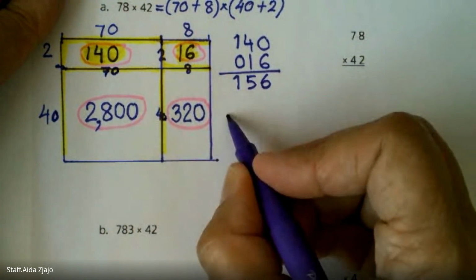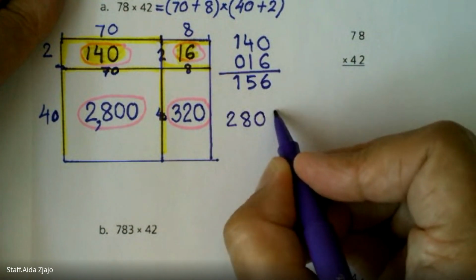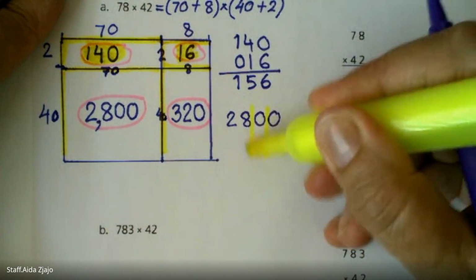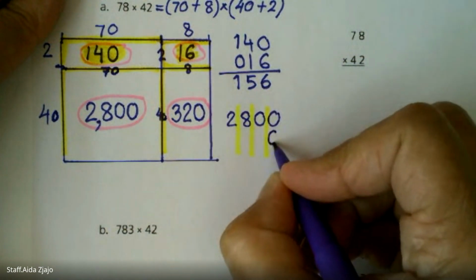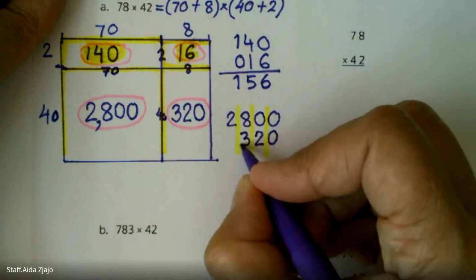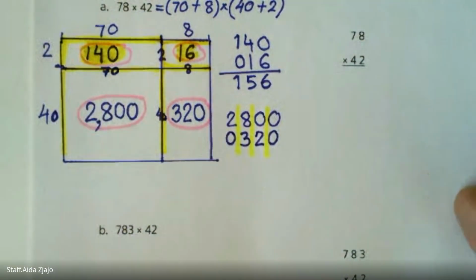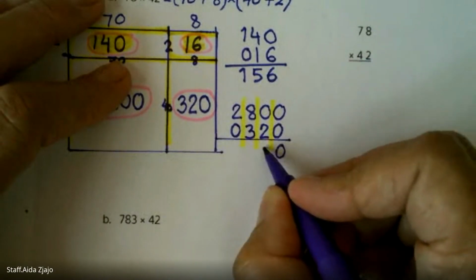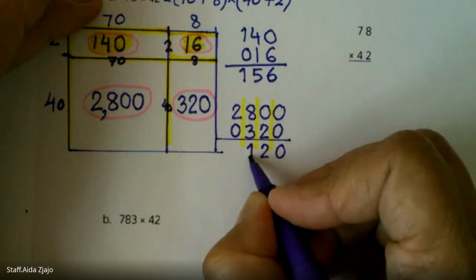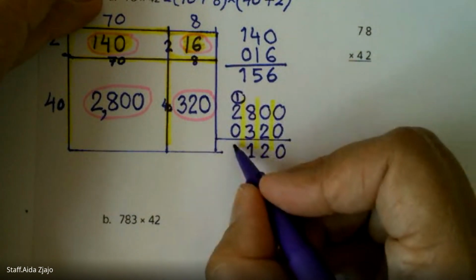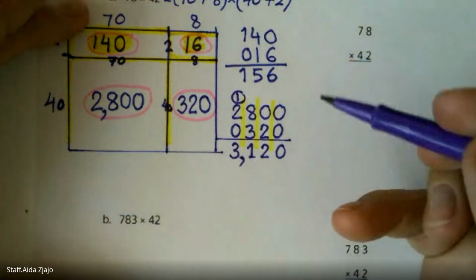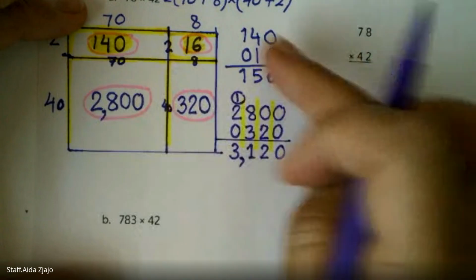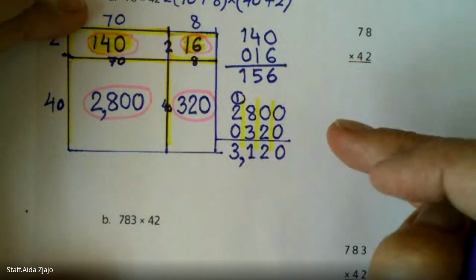Next one is 2,800 and add 320. So I'm going to draw lines through it to help myself place the numbers: 0 ones, 2 tens, 3 hundreds, and 0 thousands. So now I can add that, and that will be 8 plus 3 is 11. Remember, 1,000 made 1,000, so that is 3,120. So if I did it correctly, now this plus this will give us the correct answer for this area.